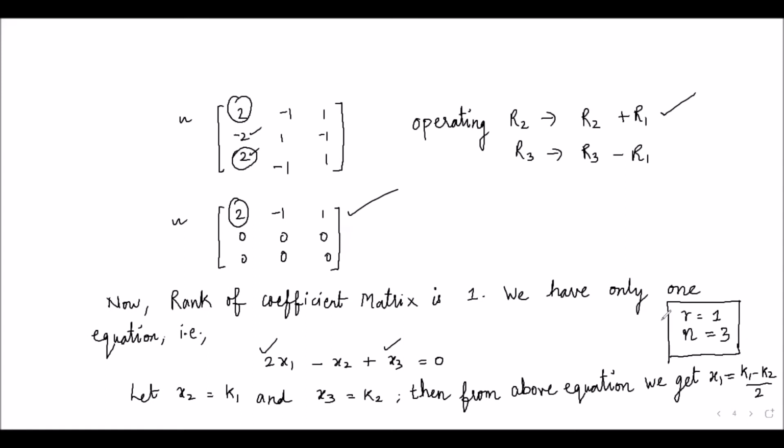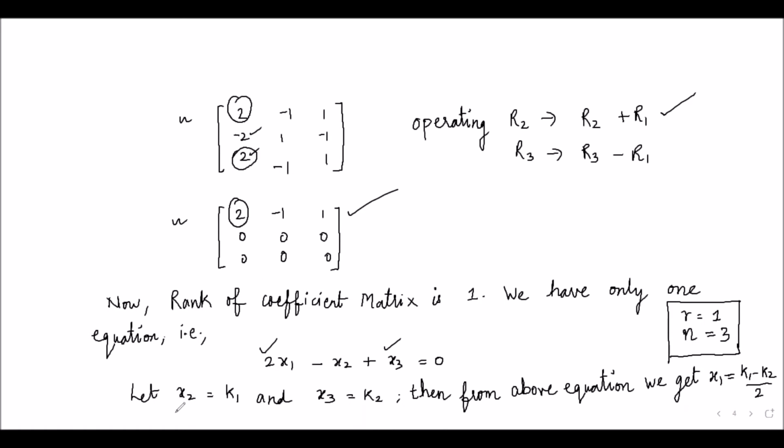Now, it is clear that it is a case of infinite solutions because rank is less than the number of unknowns. So we will be assuming some free variables so that we can find those infinite solutions. How many free variables will we assume? That depends on the difference n minus r. n minus r is here 3 minus 1, 2. So we will be assuming 2 free variables.